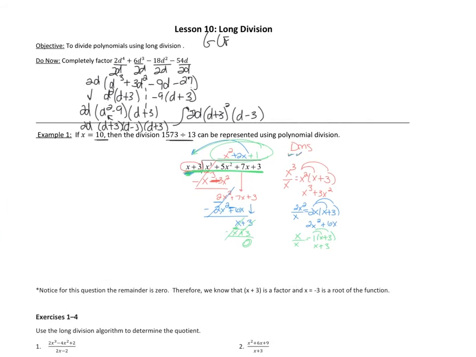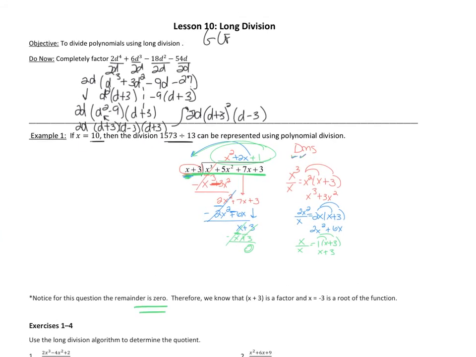So it says, notice for this question the remainder is 0. Therefore, we know that x plus 3 is a factor, and x equals negative 3 is a root of the function. Now, you guys should remember what roots are. It's where the equation crosses the x-axis. That's an Algebra 1 topic. But we will get into that more in the later lessons of this.